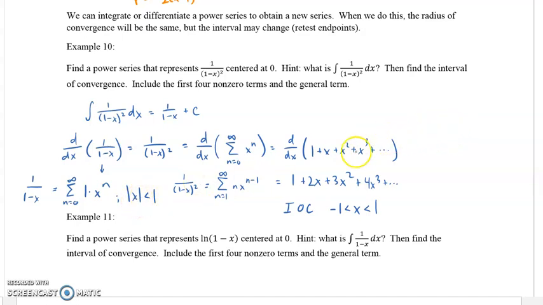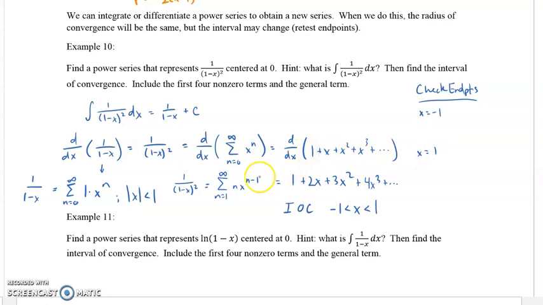But because we're not just using the power series, we actually did some new stuff to it. We took the derivative. It's possible that the endpoints might change, the behavior might change. So let's double check. We're going to check the endpoints, endpoints being x equals -1 and x equals +1.